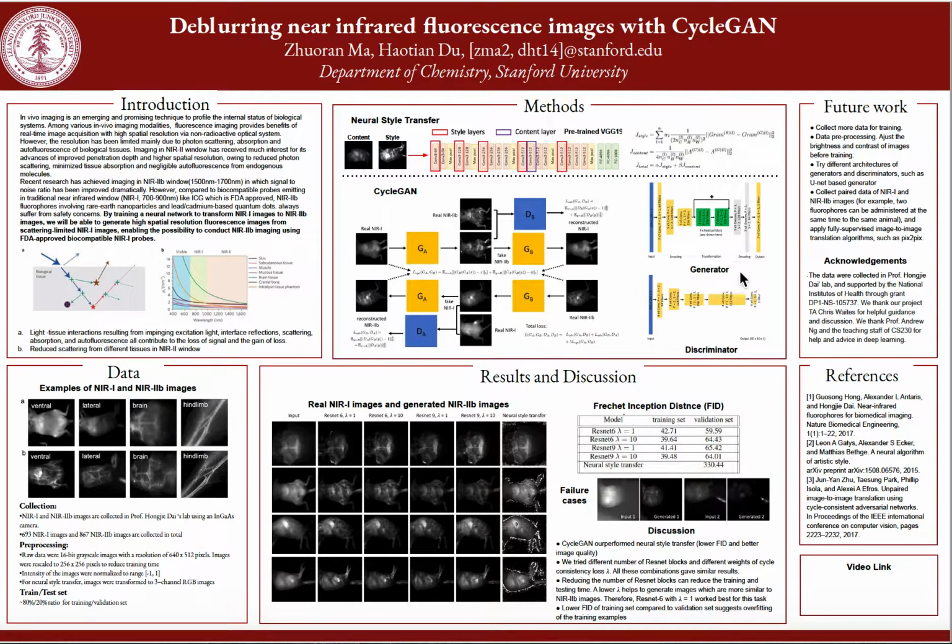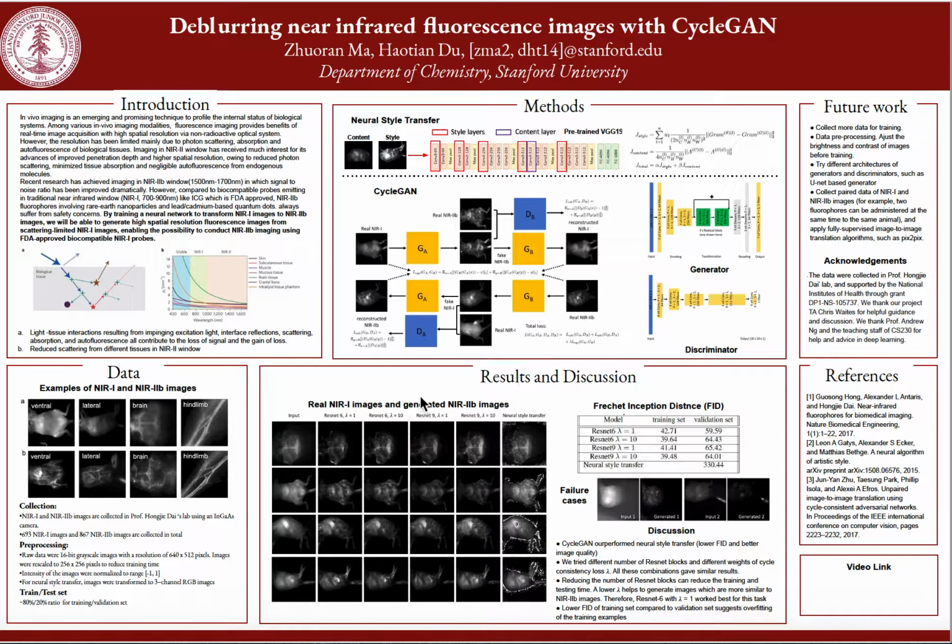So the discriminator consists of 5 convolutional layers, and the input size of our image is 256 times 256 times 1. And the final output of this discriminator has a size of 30 times 30 times 1. So each pixel of the final output corresponds to a receptive field of 70 times 70 of the original image, and tells whether this patch is real or fake.